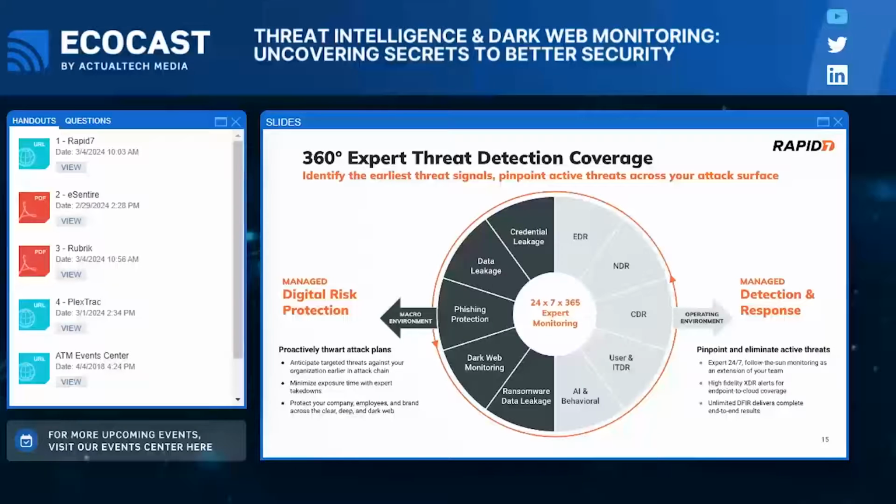So we're able to look out at your macro environment with our MDRP service, help you anticipate those very targeted threats against your organization, and really minimize the exposure there. We want to help you shrink your external attack surface as small as possible and protect your organization out on the clear, deep, and dark web with these different attack types that we've been talking about today. But also, again, it's hand in hand. These analysts sit alongside our MDR SOC analysts, and they're in lockstep.